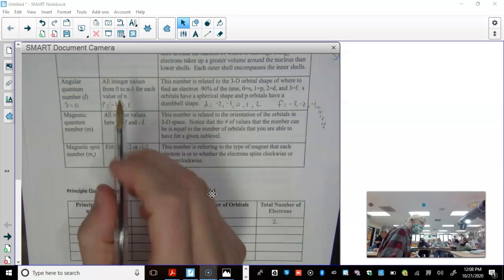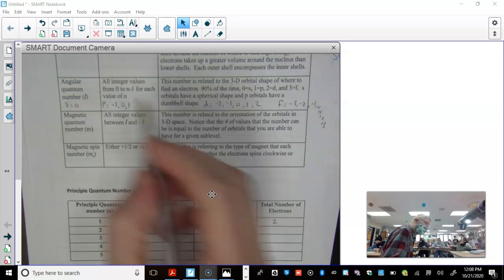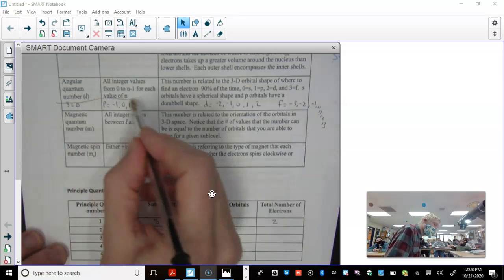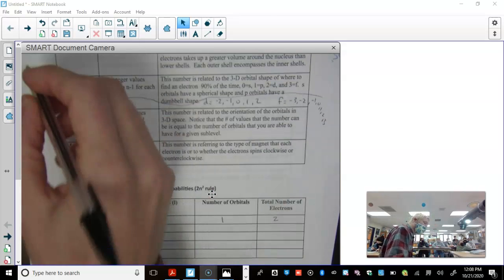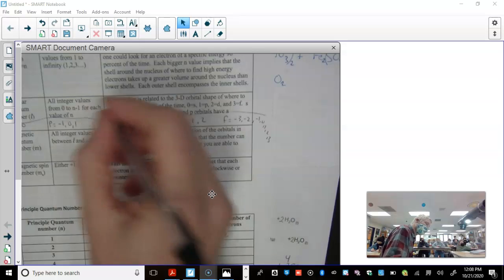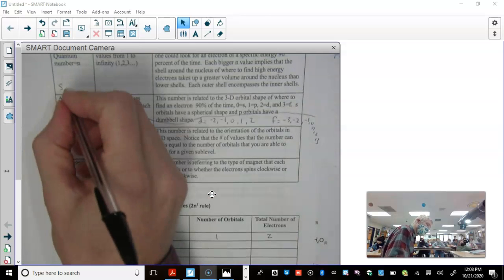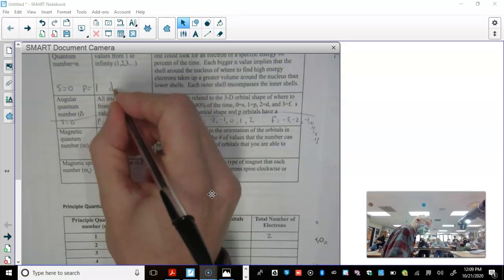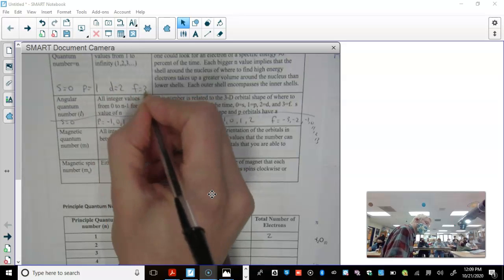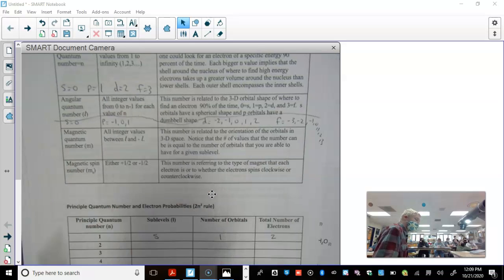Sorry, so all of this stuff that we were talking about, this is our L. So for this one, S equals 0, P equals 1, D equals 2, and F equals 3. That's what this is talking about.